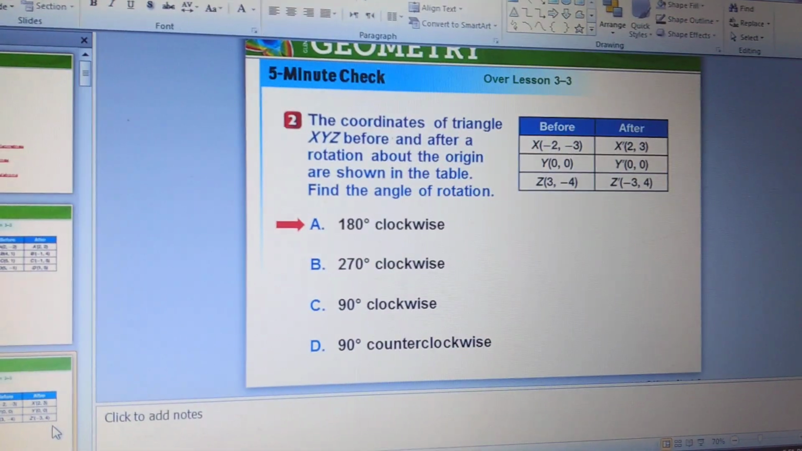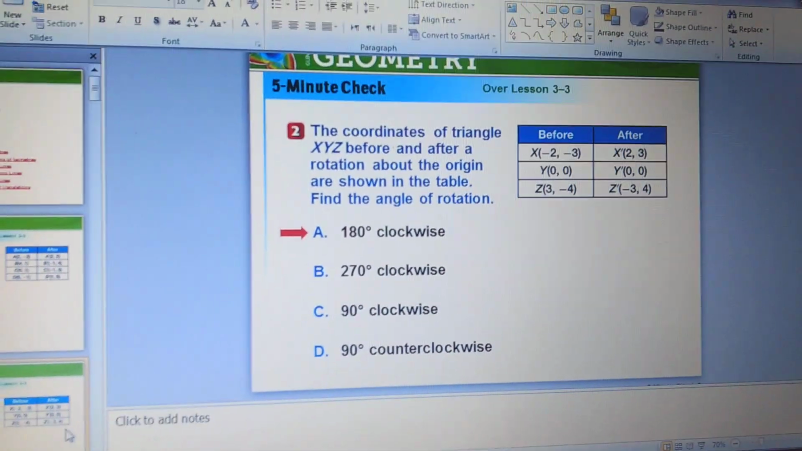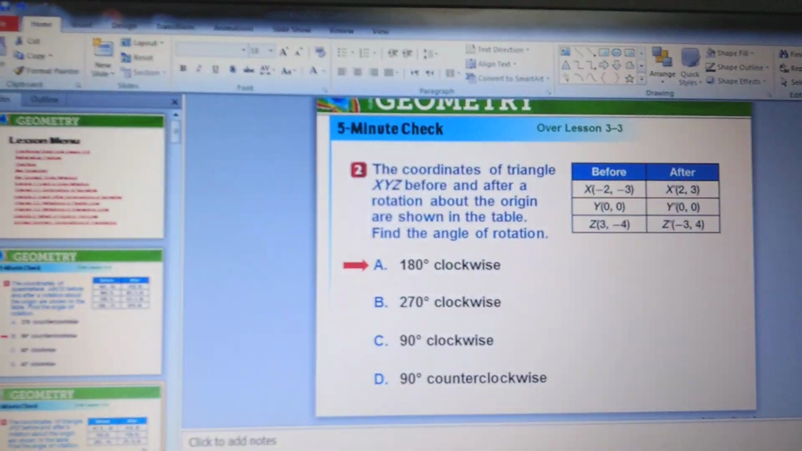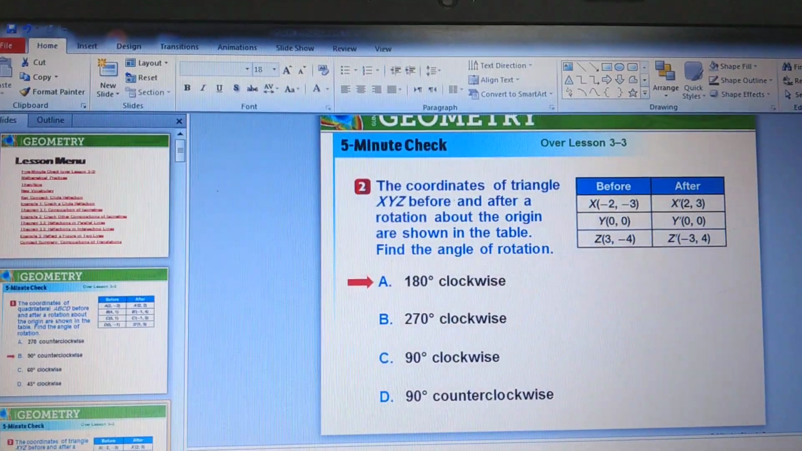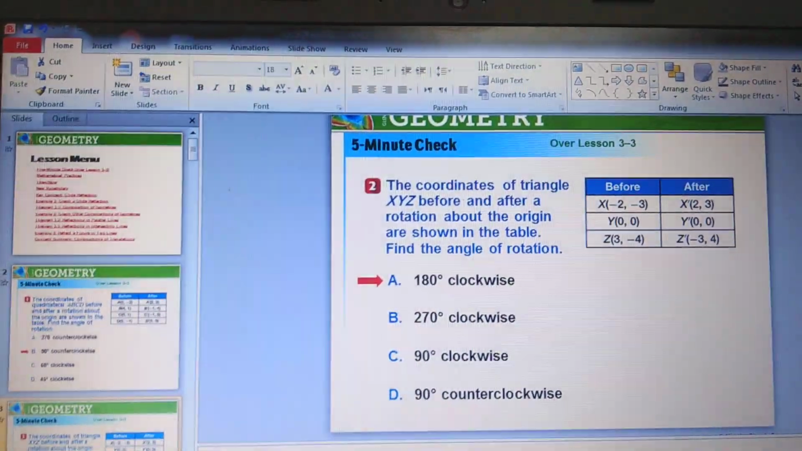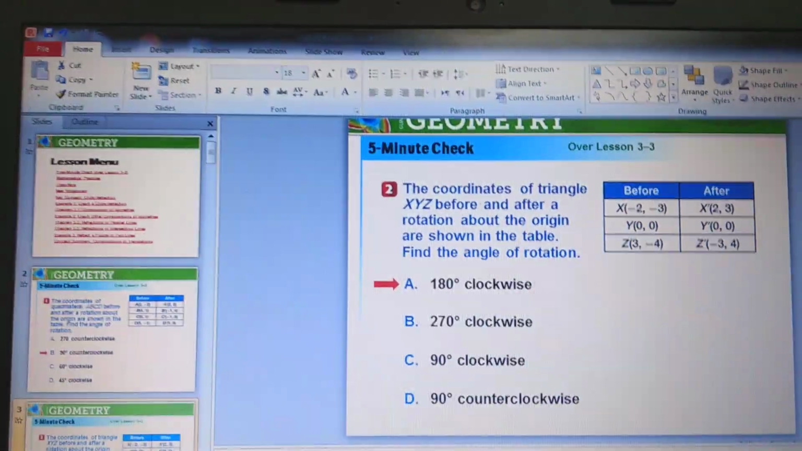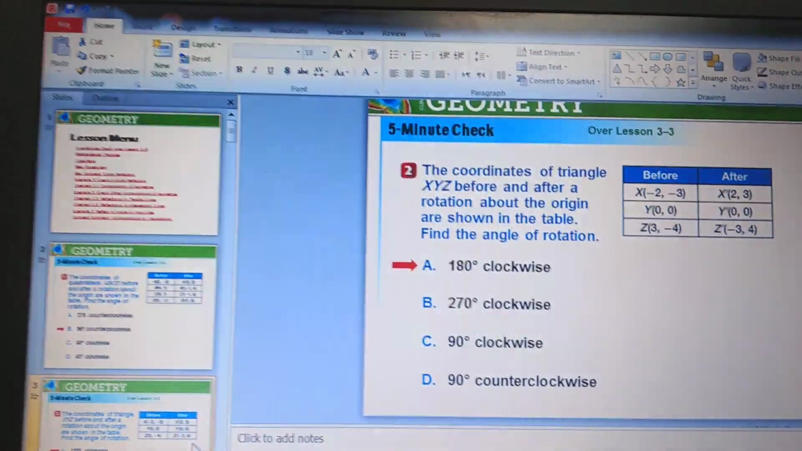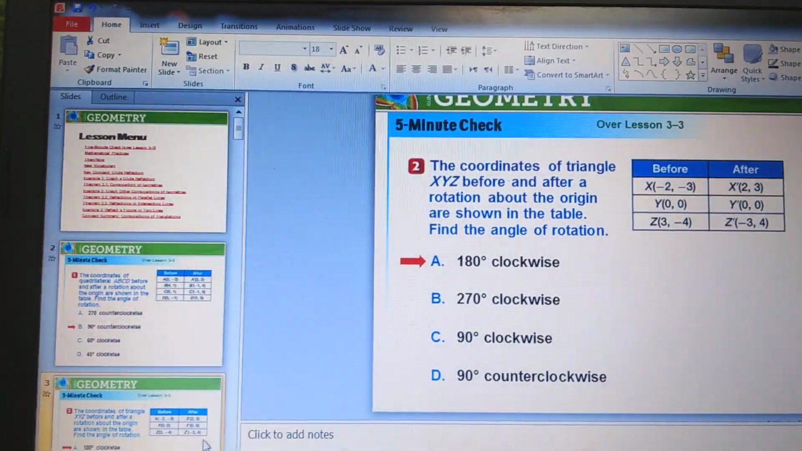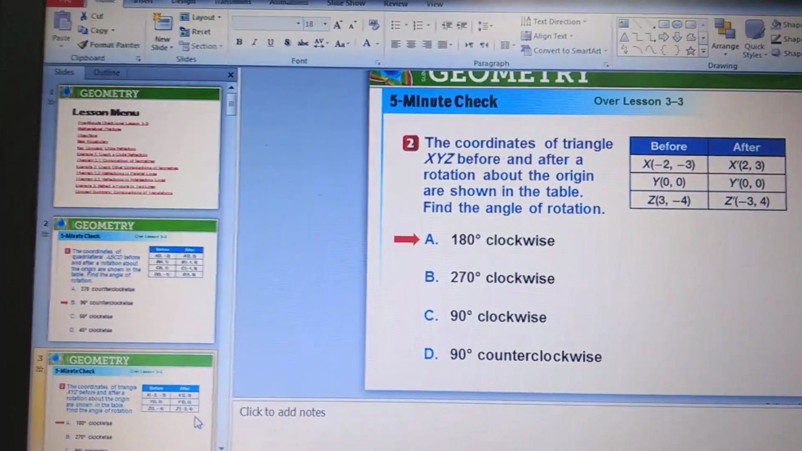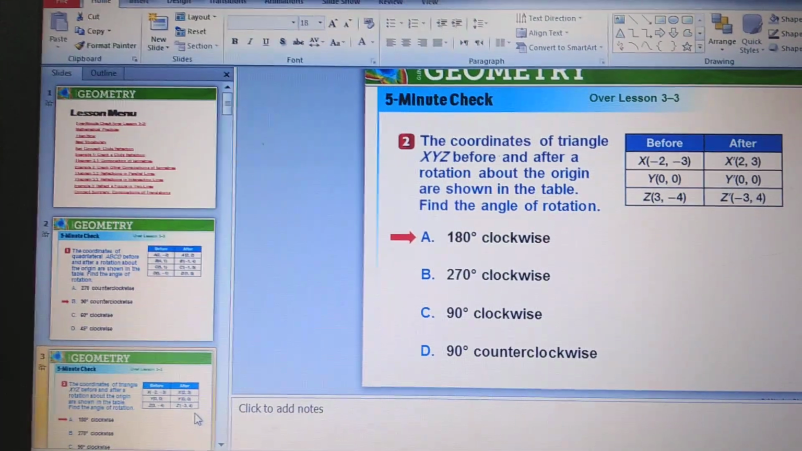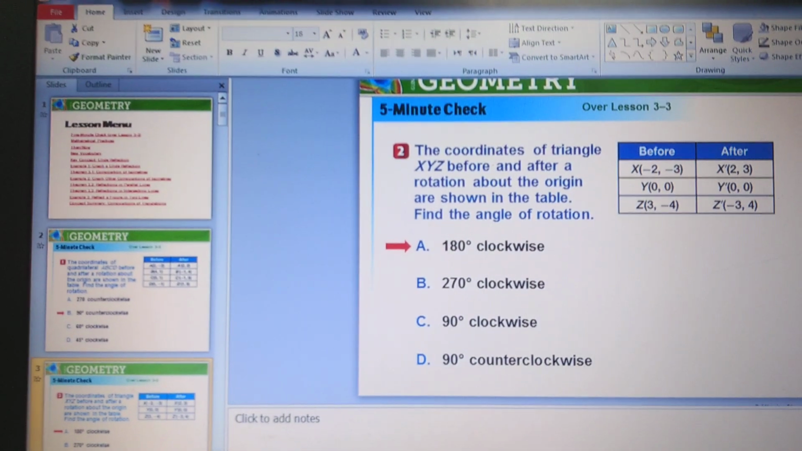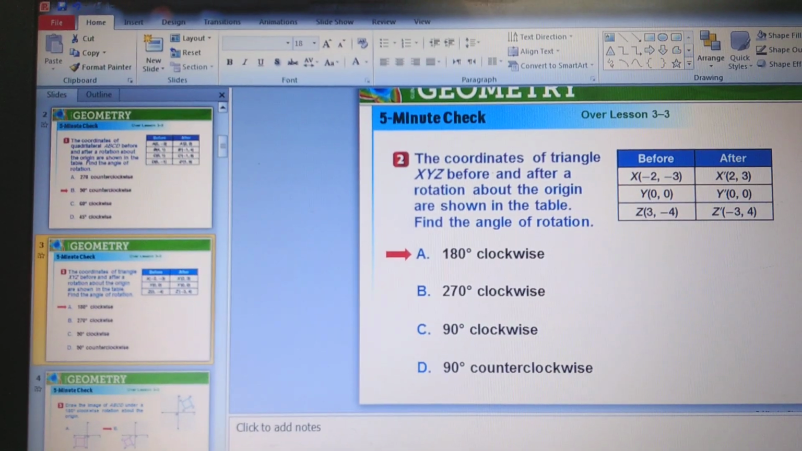Another example here. Also, he gives me points before and after. X, Y, Z, the coordinate of X, (-2, 3), becomes (2, -3). X and Y did not change. Only the signs become opposite. -2 becomes 2, 3 becomes -3. This means I use -x, -y, which means I have rotation 180 degrees about the origin.